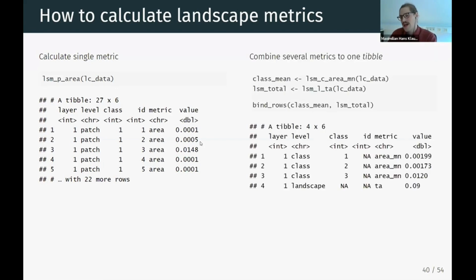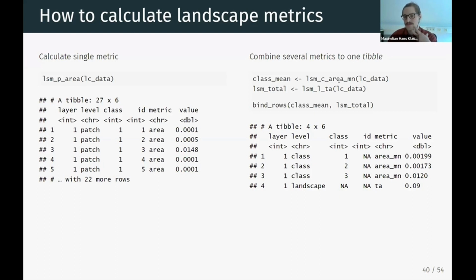If you want to calculate a few metrics, there are several ways to do that. As I just said, because the output table is always the same, it's quite easy to combine them. For example, here we first calculate the mean class area. Again, we have lsm, which stands for landscape metric. We then have the c, which now says that we want a class level metric. And then we have the abbreviation of the metric itself.